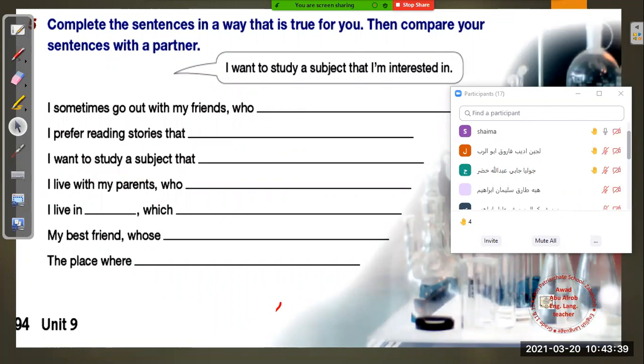I want to study a subject that I'm interested in. If you look at number 1, I sometimes go out with my friends. Who? You need to talk about your friends here. I'll give you an example. I sometimes go out with my friends who are always very friendly. You think about these sentences and complete them at home, please, everyone.